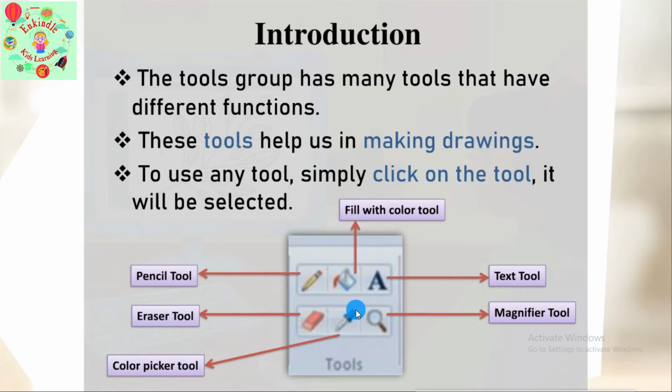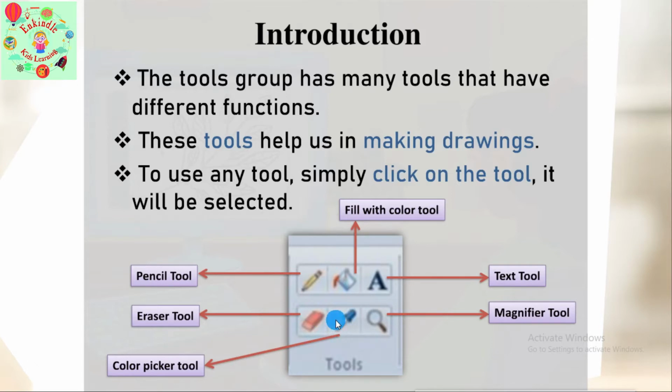It will be selected. Suppose I want pencil tool, I will have to click on pencil. Suppose I want magnifier tool, I will have to click on this magnifier. If I want text tool, I have to click on the text. And if I want fill with color tool, I have to click on this bucket. And if I want to erase something, then I have to click on this eraser. And if I want to pick some color, then I have to click on this picker tool.